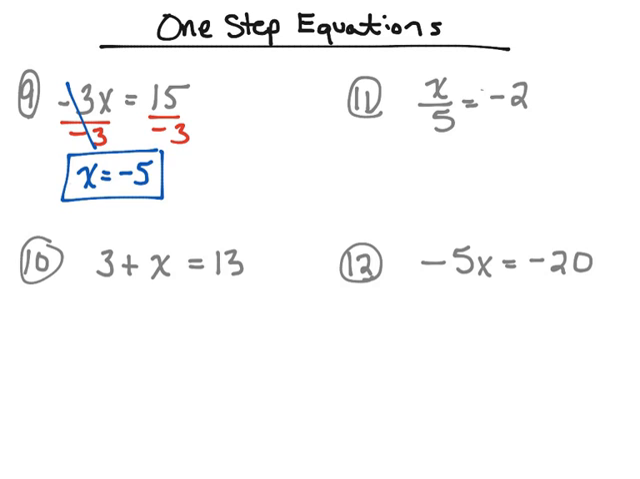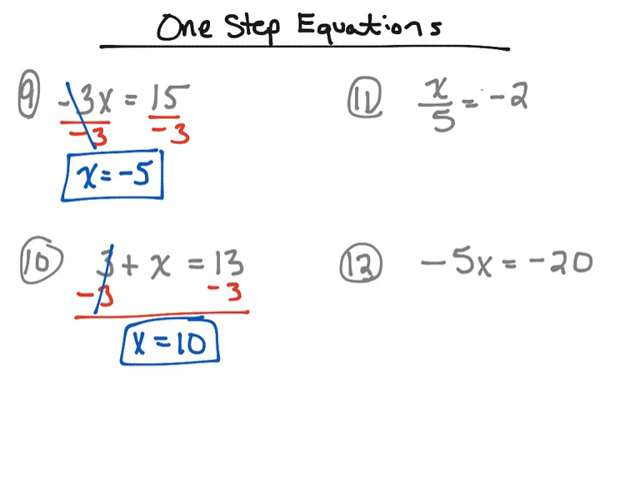Number 10. 3 plus x is equal to 13. 3 plus some number is equal to 13. What is that number? Well, what we're going to do here is we're going to subtract the 3 from both sides. So when I subtract 3, what I'm left with is an x over here on the left. 13 minus 3 would be 10. Therefore, the solution to number 10 is 10. Again, if you check your work there, if you replace the x with a 10, notice how 3 plus 10 does equal 13.